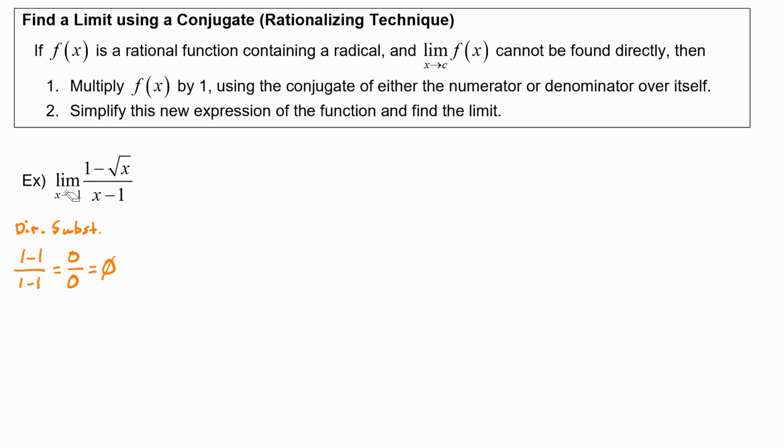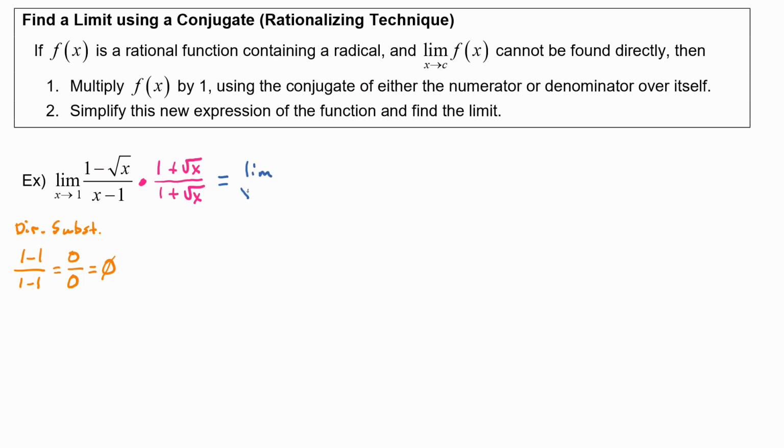Because the given f of x is a rational function containing a radical, that means we can use this rationalizing technique. So the first step is to multiply f of x by 1 using the conjugate of either the numerator or denominator over itself. The radical appears in the numerator, so we are going to multiply by 1 in the form of 1 plus radical x over itself. Now let's rewrite this limit and get the new expression.